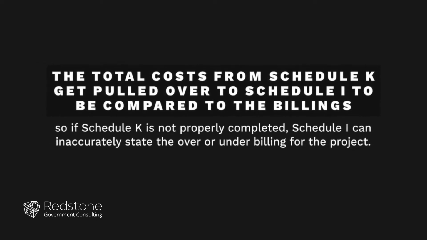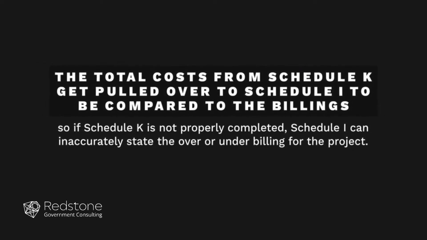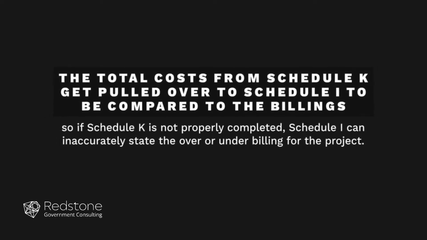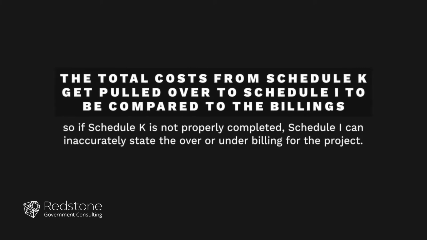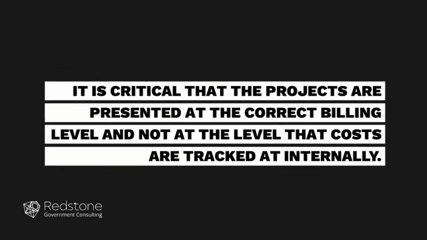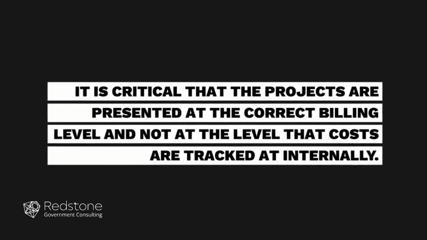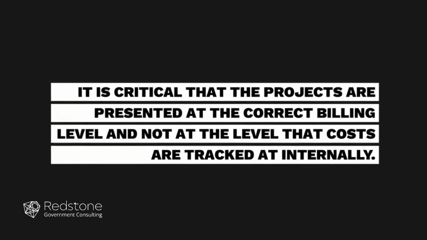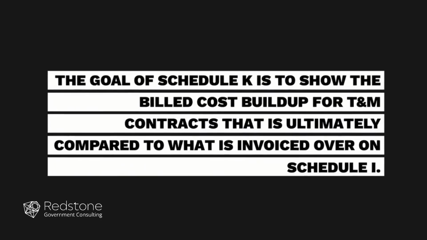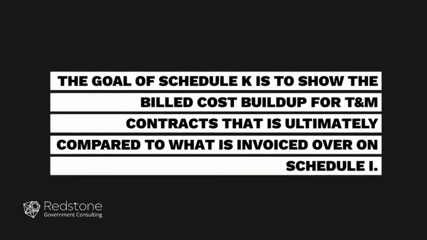So if Schedule K is not properly completed, Schedule I can inaccurately state the over or under billing for the project. Similar to completing Schedule I and the rest of the incurred cost submission, it is critical that the projects are presented at the correct billing level and not at the level that costs are tracked at internally. The goal of Schedule K is to show the billed cost buildup for T&M contracts that is ultimately compared to what is invoiced over on Schedule I.